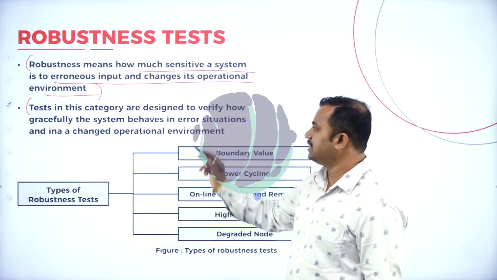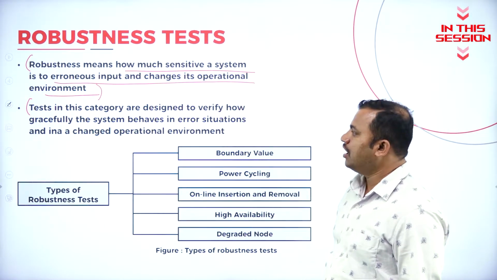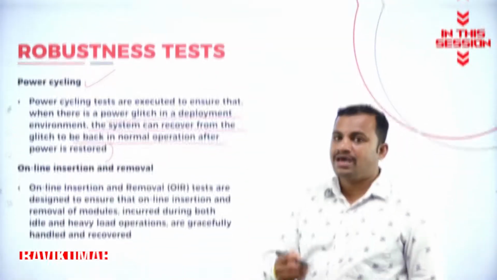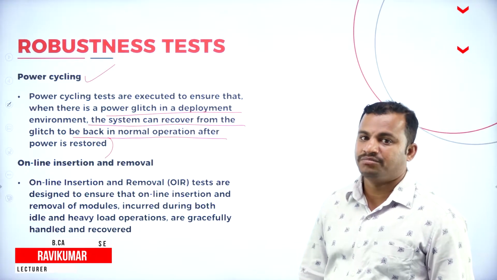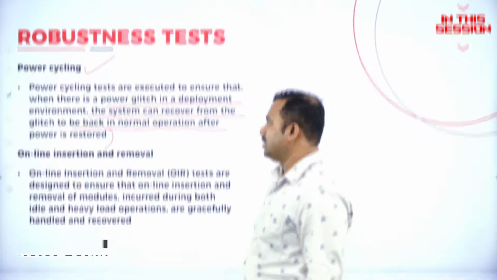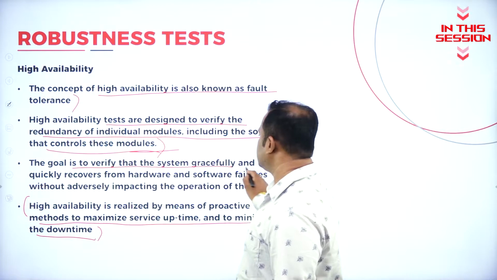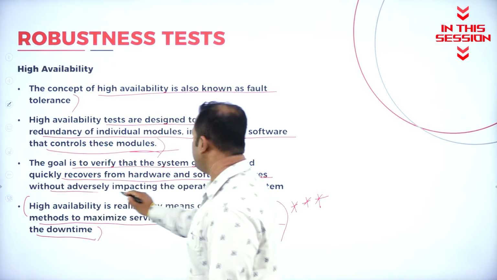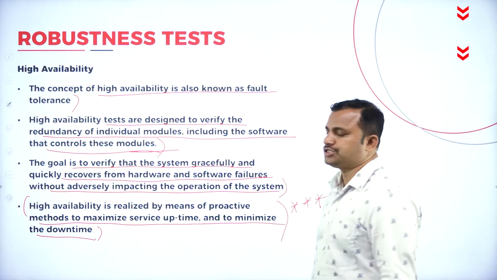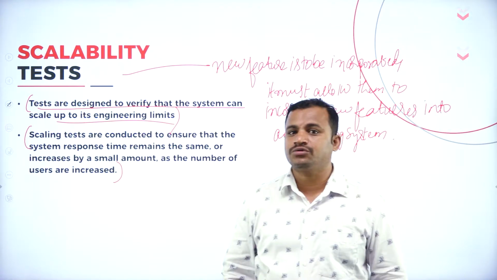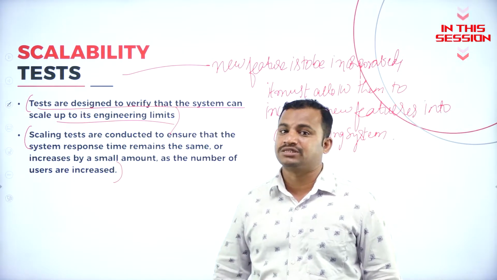Tests in this category are designed to verify how gracefully the system behaves in error situations. It has to be prompted with certain information when the battery power reaches less than the threshold value. The goal is to verify that the system gracefully and quickly recovers from the hardware and software failures without adversely impacting the operation of the system. The system needs to service the request of each and every user who wants to access the data items at the same time.